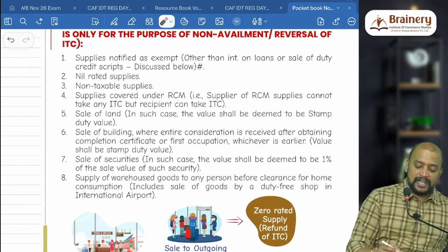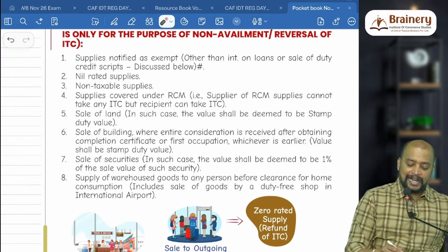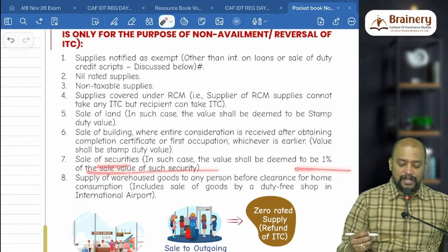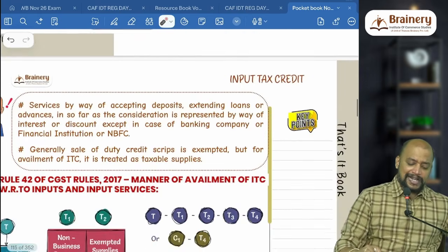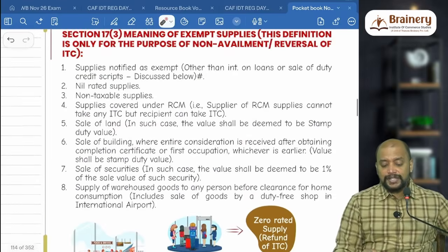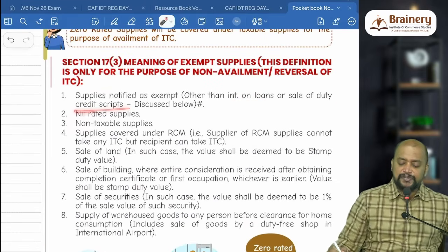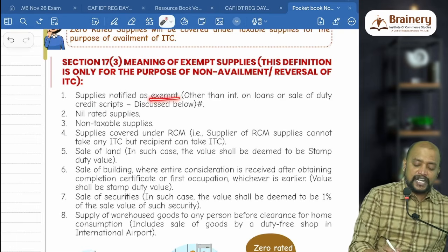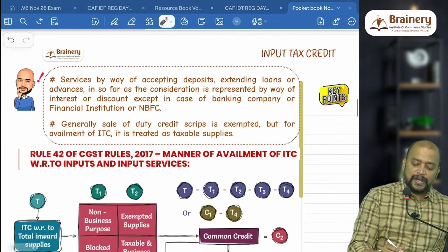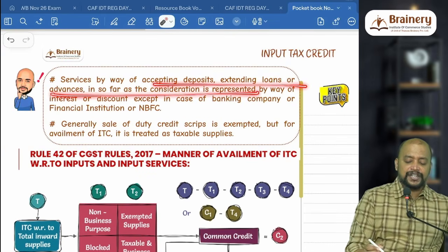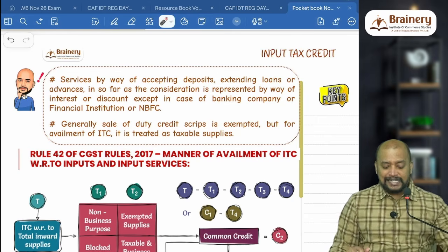Here, in case of sale of land, we need to take stamp duty value. Sale of building also stamp duty value. In case of sale of securities, 1% of the sale value of such security should be taken. Then here there are 2 relaxations, that is interest on loans, advances, deposits, even though it is exempted. Sale of duty credit scrips, even though it is exempted, we will not keep it under exempted, we will treat it as taxable. So services by way of accepting deposits, extending loans in so far as the consideration is represented by way of interest or discount is treated as taxable.